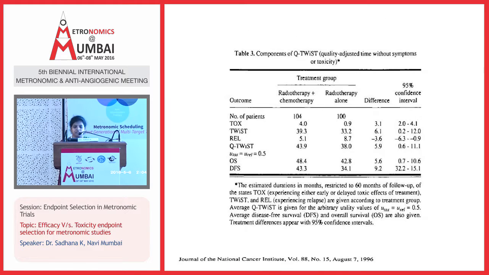Now this study has divided the components of Q-TWiST: the toxicity time, the TWiST, and the relapse. If you see the Q-TWiST, the radiotherapy and chemotherapy arm shows 43.9 months, and the radiotherapy alone group shows 38 months. So there is an absolute difference of 5.9 months in the radiotherapy and chemotherapy arm, although the toxicity time was longer in that arm and the relapse was less. So this analysis helps us take both into consideration and compare the 2 treatment regimens. Thank you.